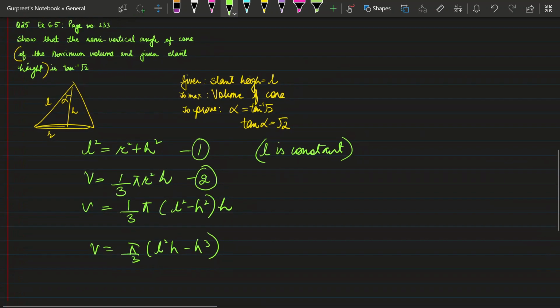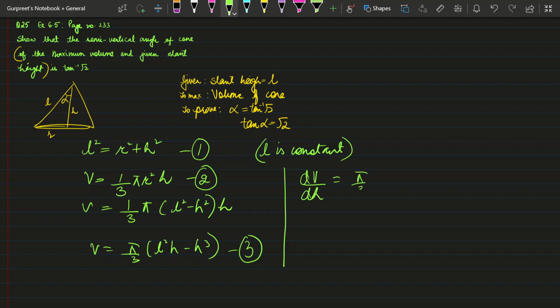Now my function V is expressed in terms of H only. L is constant, so L is not a problem. Let this be equation number 3 and let me differentiate it now. I can differentiate this with respect to H. So pi upon 3 as it is, L square is constant as it is, derivative of H is 1, derivative of H cube will be 3H square. In every question based on maxima minima, you put the first derivative equal to 0.